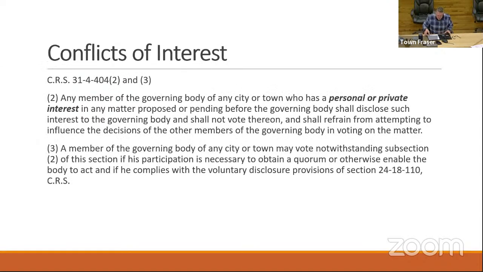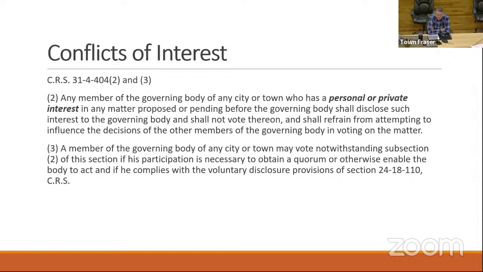So before I move this on and allow Antoinette her chance to talk about the municipal clerk, I'd like to talk a little bit about conflict of interest. These are important for us to consider and important for you as trustees to consider as well. State statutes, and just by the way, the CRS that you see on the screen stands for Colorado Revised Statutes. The 31 stands for Title 31, Chapter 4, Section 404, paragraphs 2 and 3.